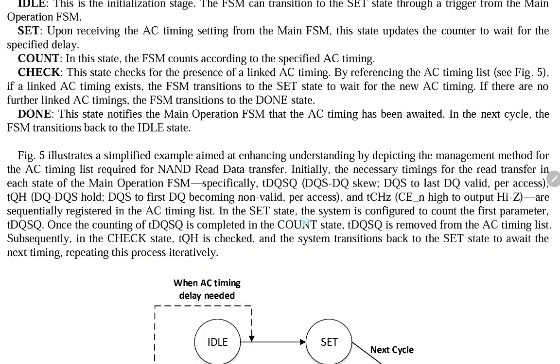In the set state, the system is configured to count the first parameter, tDQSQ. When counting tDQSQ is complete, it is removed from the AC timing list. Subsequently, in the check state, tQH is checked and the system transitions back to the set state to await the next timing, repeating this process literally.